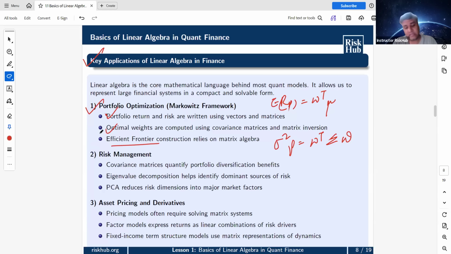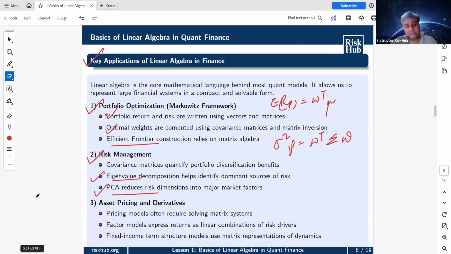And please understand, when you look at risk management, the covariance matrix helps measure diversification. You have eigenvalues, right? I've discussed a little bit of eigenvalues in the previous chapter. Eigenvalues and eigenvectors help identify your dominant sources of risk. PCA, since this is an introduction, I'm not going deeper. These things will be covered deeper ahead. PCA reduces many risk variables into a few major factors. That's a very important technique we have.